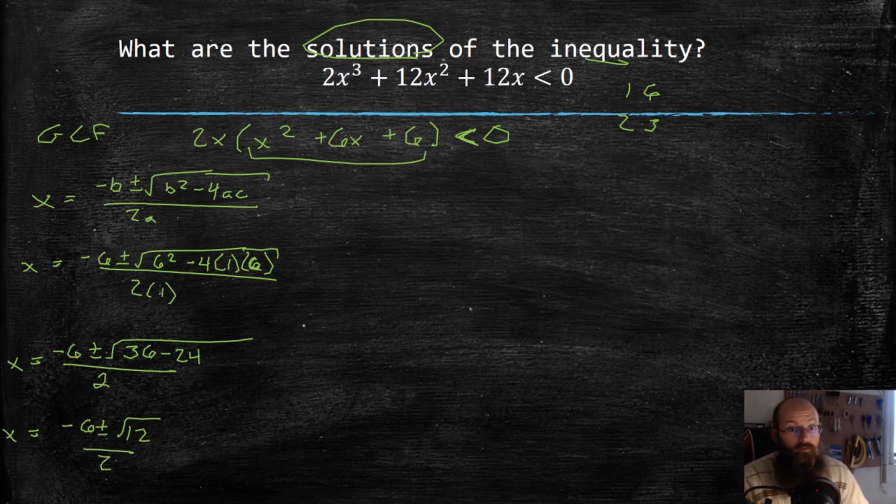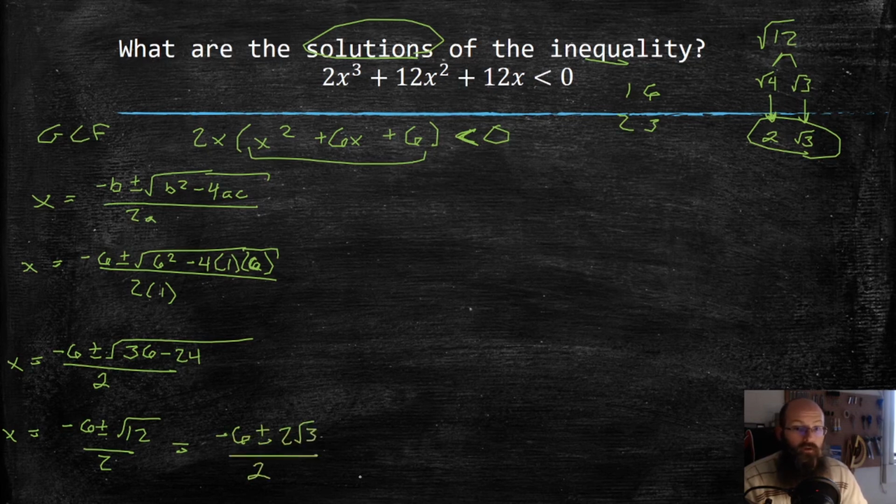But simplifying square root of 12, I'm going to go up to the top right of my screen. Square root of 12 breaks up into square root of 4 times the square root of 3. Square root of 4 is just a normal 2. And the square root of 3 cannot be simplified because 3 is prime. So I am left with that. So this actually gets me -6 plus or minus 2 times the square root of 3, over 2.